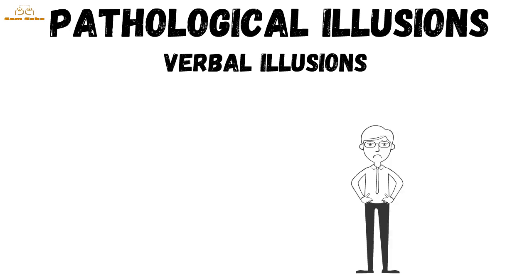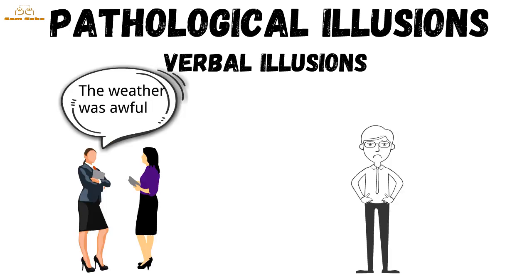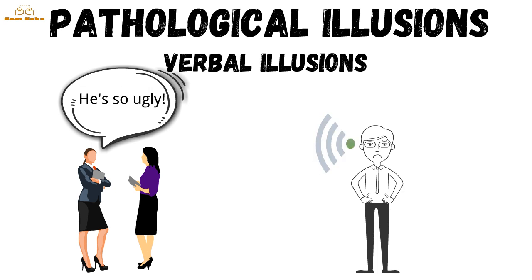In verbal illusions, the real words in another person's speech are misperceived. For example, imagine two people talking about the weather. If instead of the weather you hear them talking about you, it means you are experiencing a verbal illusion. Verbal illusions may be found, for example, in paranoid personality disorder, delusional disorders, and schizophrenia.